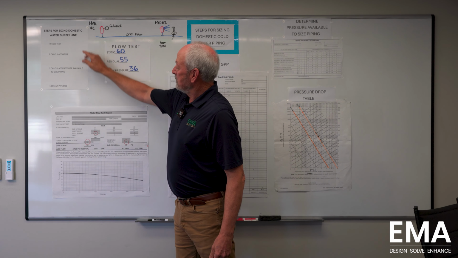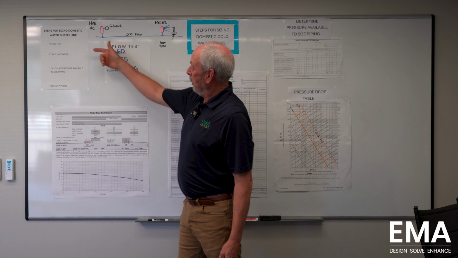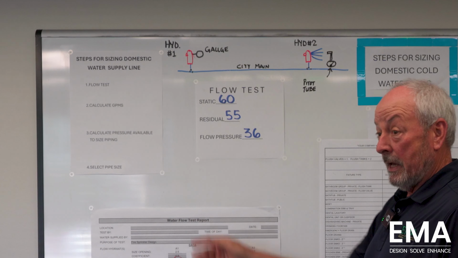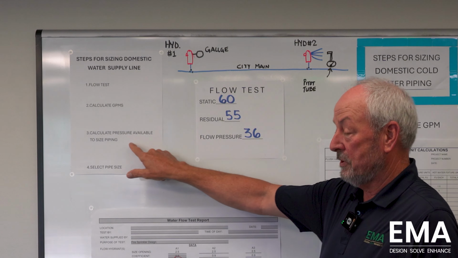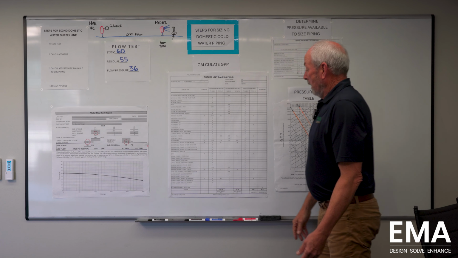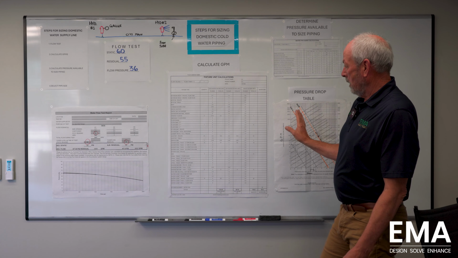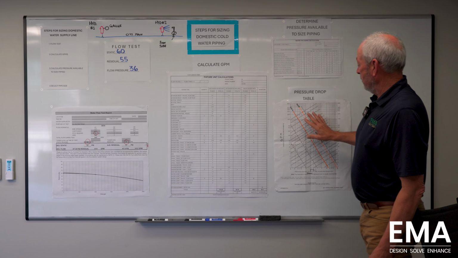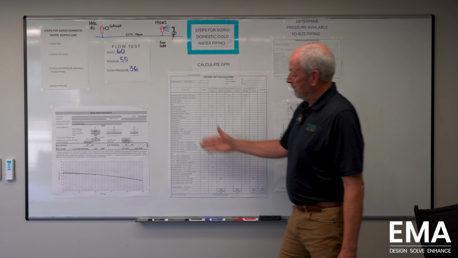There are 4 steps. It's a real simple process. It involves a flow test, calculate the GPMs, calculate the pressure available to size the piping, and then select the pipe size. If you look on the table on the board, there's 4 tables that we have in front of us, and I want to go over them.